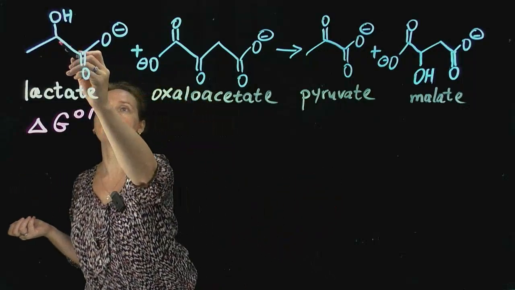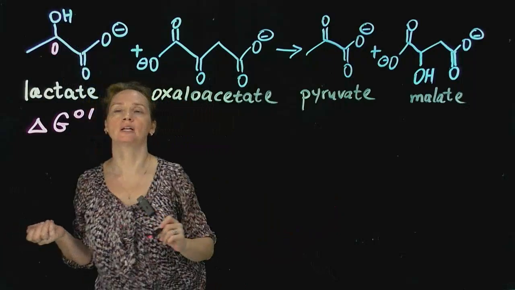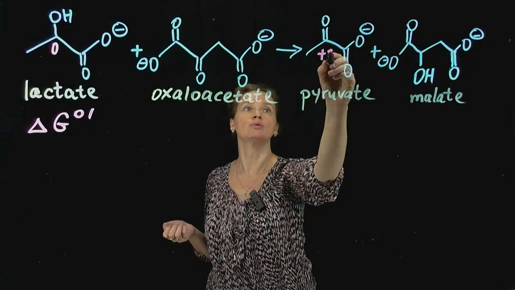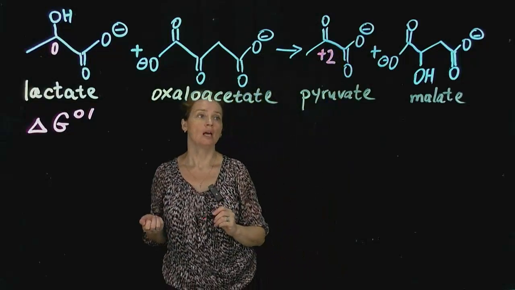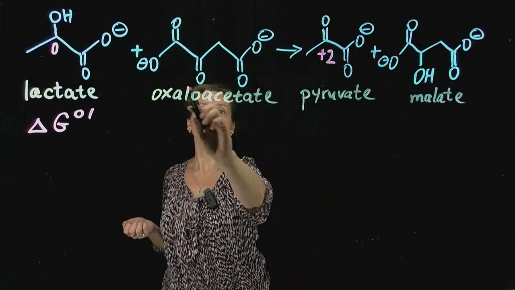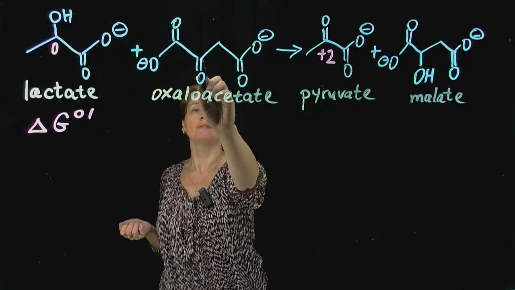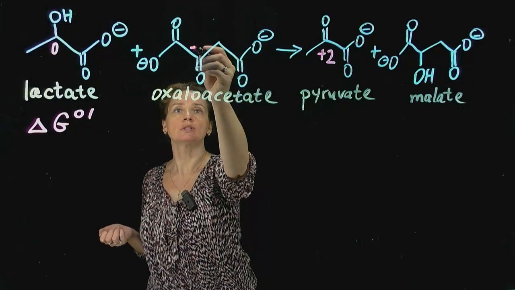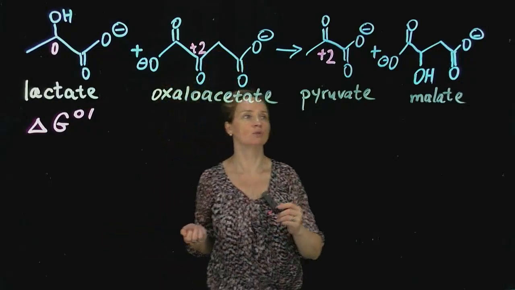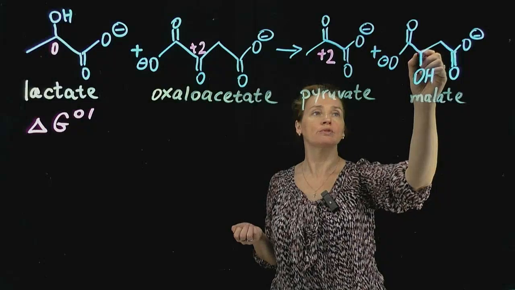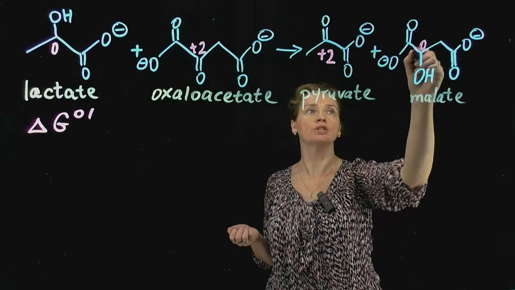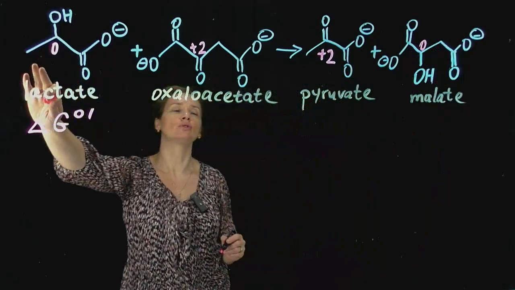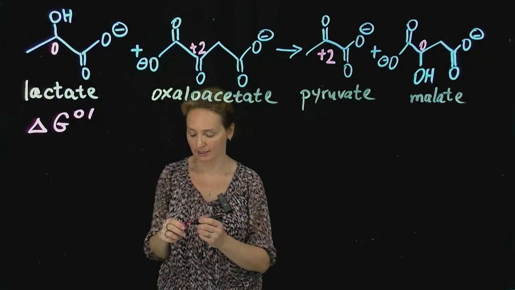Because here the oxidation state of this carbon of lactate is 0, and in its oxidized form it is going to be +2. And the same thing happens with oxaloacetate, with this alpha carbonyl carbon atom. It starts with the oxidation state of +2, and it becomes reduced to the alcohol oxidation state, which is 0 here. So we know that lactate serves as a donor of 2 electrons for oxaloacetate.